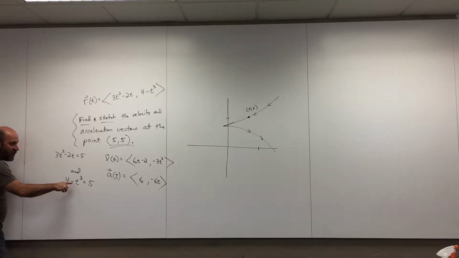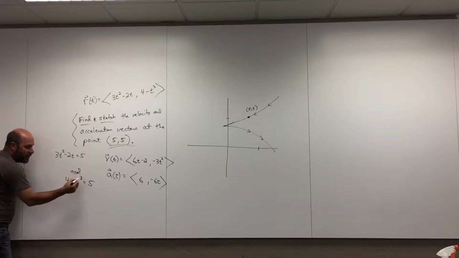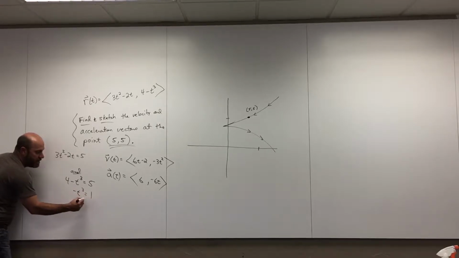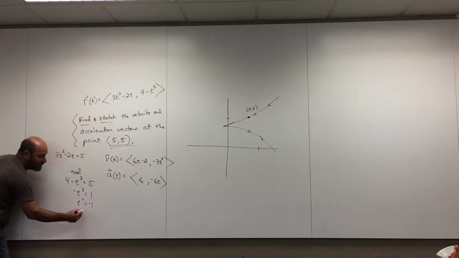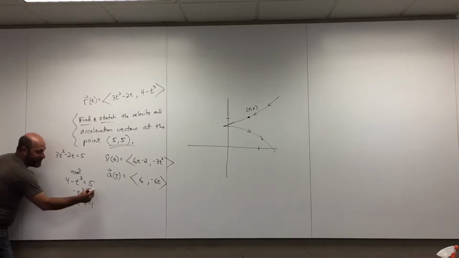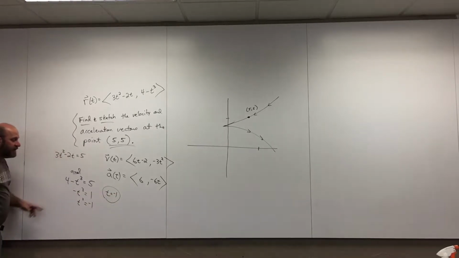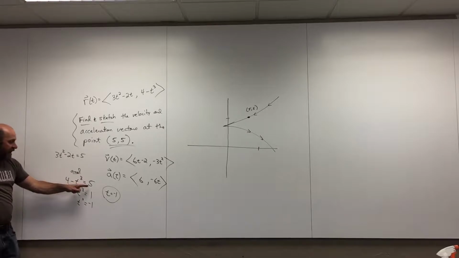You know what? I'd rather solve this equation. It is not difficult. Move the 4 over, negative t cubed is 1. Move the negative sign over, t cubed is negative 1. So what's the cube root of negative 1? Negative 1, right? Yeah, t equals negative 1, I think, is the answer that gives you 5.